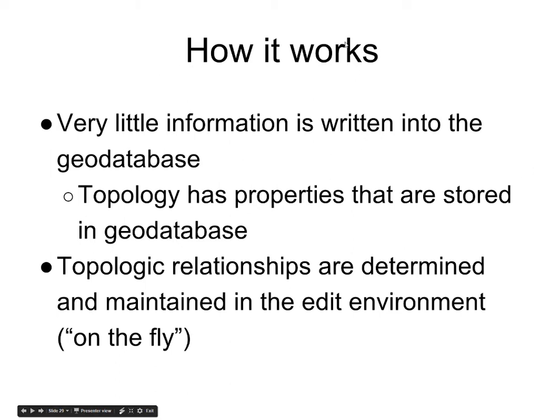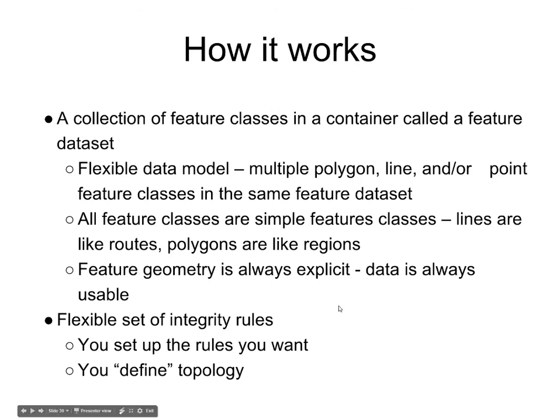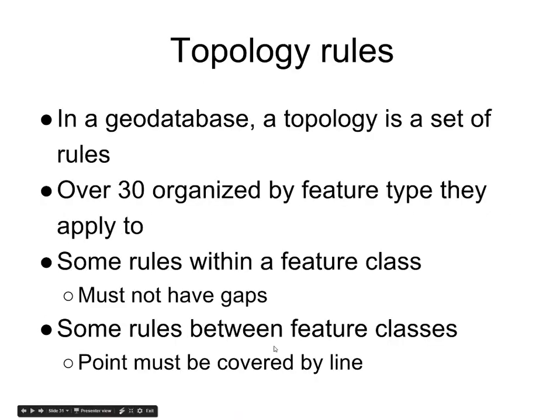So with this system, very little information is written to the geodatabase. Topology in your feature dataset has properties that are stored in the geodatabase, and these topological relationships are determined and maintained on the fly. So you put your feature classes in a feature dataset, you define your topology, and you define the rules that go in it, and you evaluate or validate your data against that set of rules. You set up the rules you want, so you set up the topology.